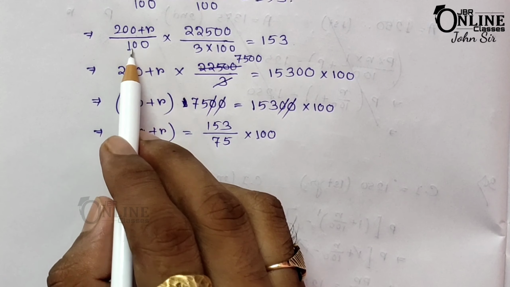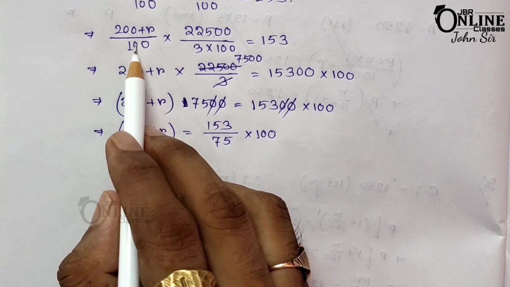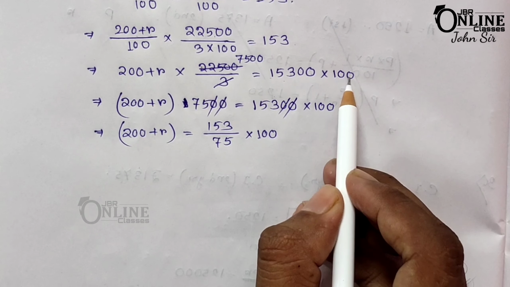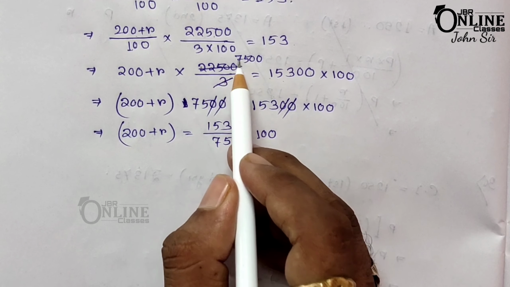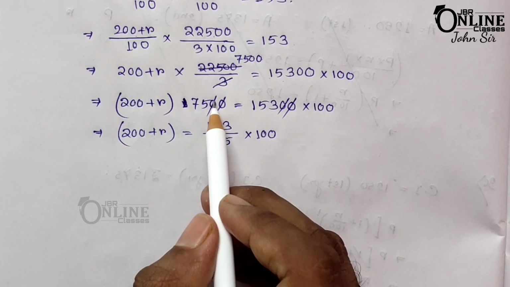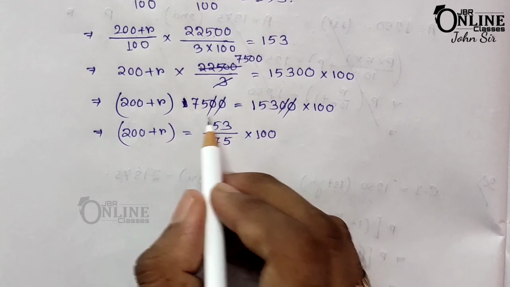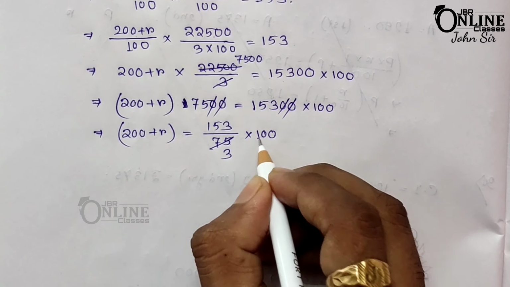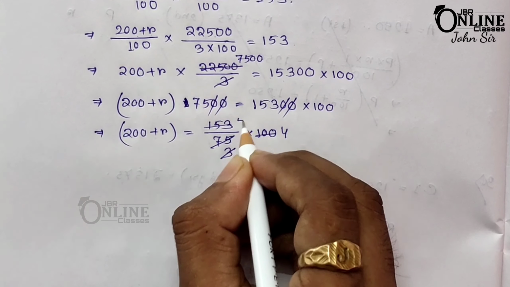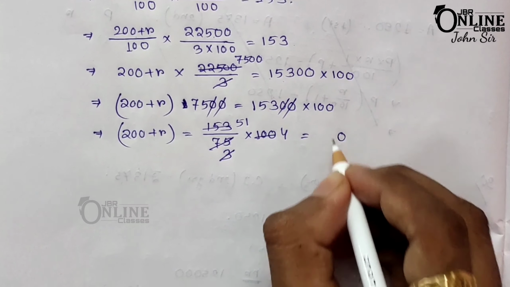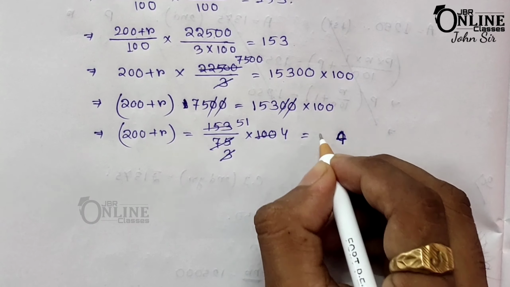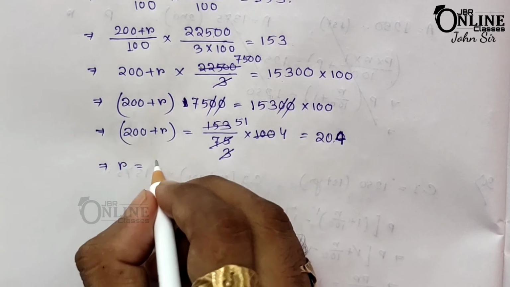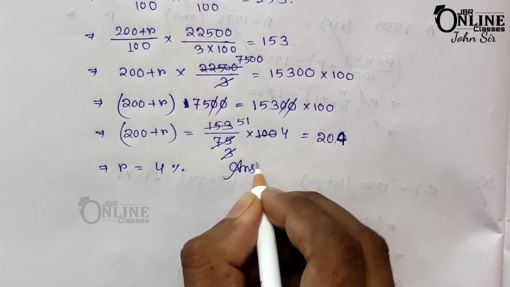So now as here the denominator is 100, here also the denominator is 100. So 100 into 100 multiplies with this one in the next stage. So 15300 into 100, and then 3 divided by this one, it becomes 7500. Now 7500, the 00 cancel out. So it will be 153 by 75 into 100. So 25 3s are 75, and 3 5s 15, 1, so 51. So 51 means 4 and 20, so 204, and from that R equals 204 minus 200, that equals 4% as your answer.